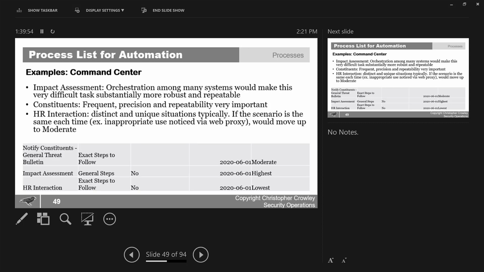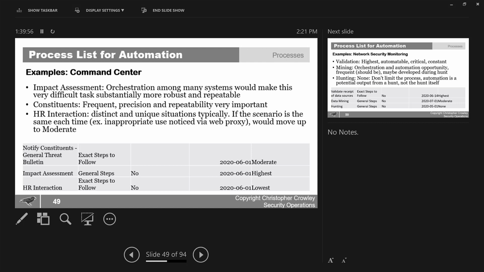I'm creating them because I want a human being to interpret them. Okay. In terms of command center, I tried to find a highest one for each area. So for command center, the idea of impact assessment. Here, I have some components for this. HR interactions, some components for this.